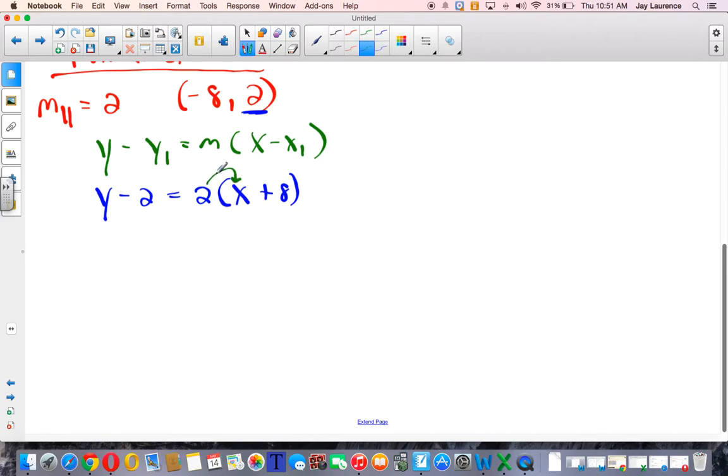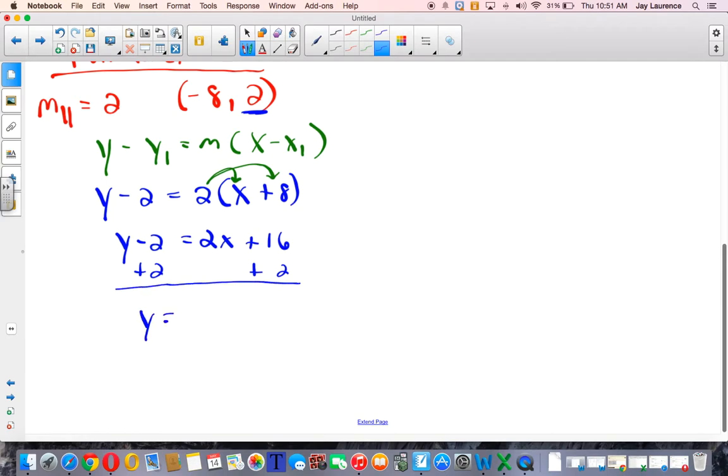So I'm going to distribute here, multiplying by 2, and that will give me y minus 2 equals 2x plus 16. Then I'm going to add 2 to both sides. And so y is going to equal 2x plus 18. And there you go. So this is the point slope equation, and this is the slope intercept. On the quiz, I'll expect you to do both things.